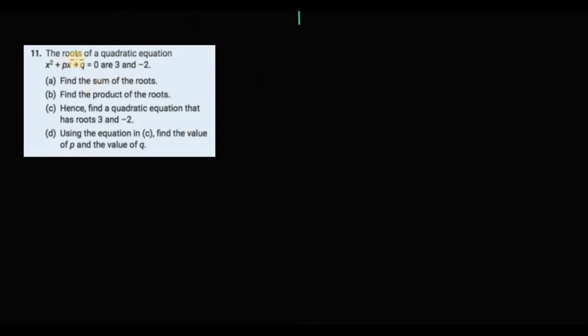Okay, here's a question from the book, and it says the roots of a quadratic equation, x squared plus px plus q is equal to 0, are 3 and negative 2. So that's the important bit. We know what the roots are. And from that, we know that we can work backwards to work out what this quadratic equation should be. But the first thing it says is find the sum of the roots. Well, the sum of the roots is going to be just 3 minus 2, and that's equal to 1. So that's the first part.